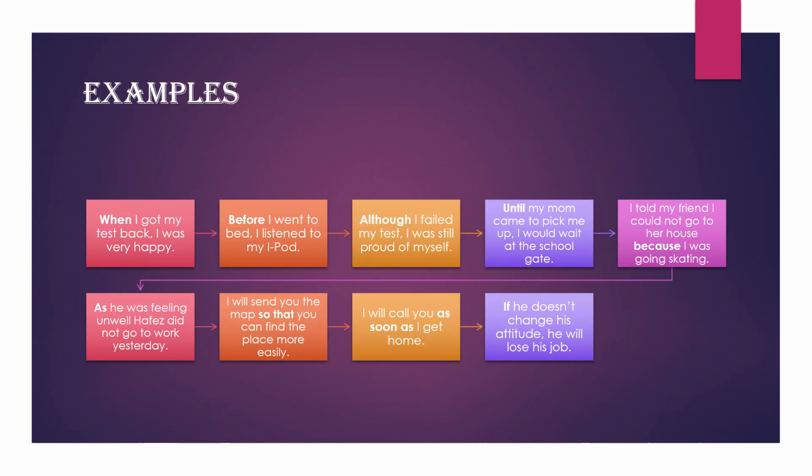Let us discuss some examples to understand the subordinating conjunctions better. When I got my test back, I was very happy. I got my test back, I was very happy. So when was I happy? When I got my test back. So the word when introduces a dependent clause: I got my test back.